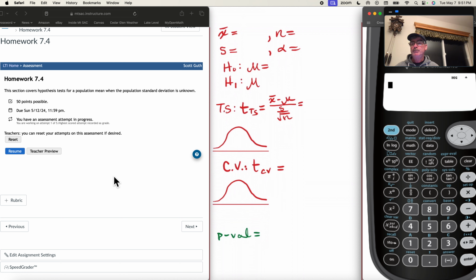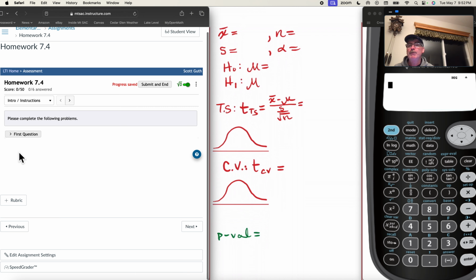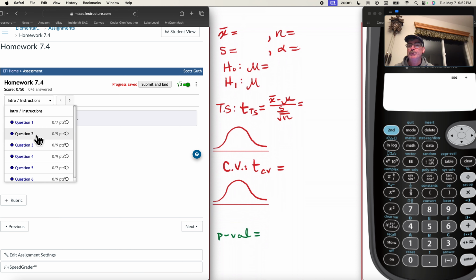Hi everybody. Now we're going to jump into section 7.4 homework, and I've got a couple of problems picked out here. So I think we'll go ahead and jump right in. The problem I wanted to work on first is number 2.